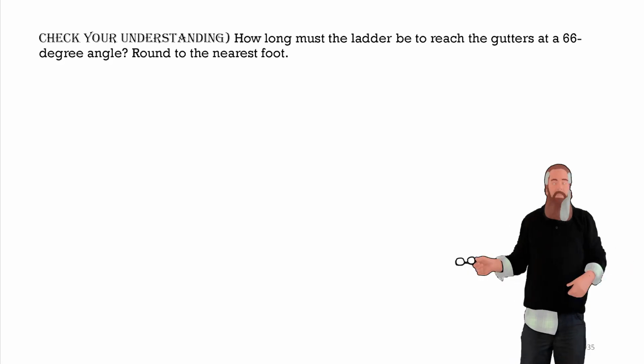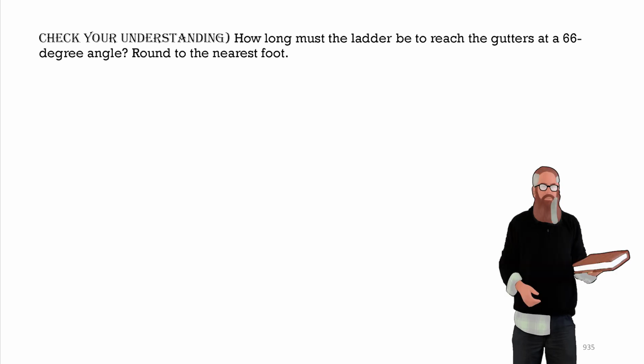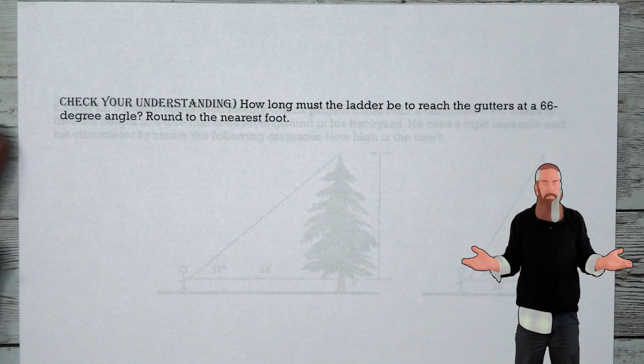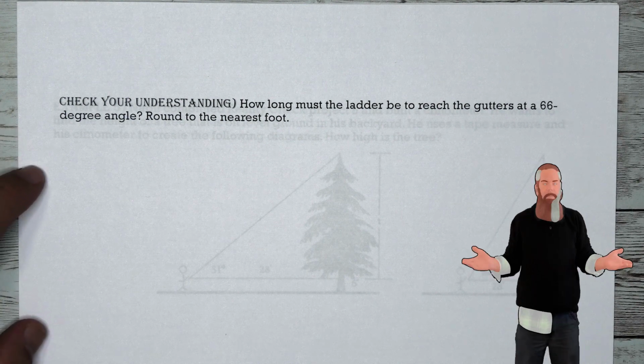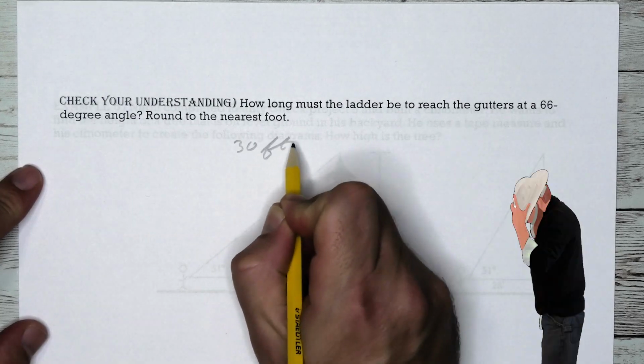Let's check our understanding. How long must the ladder be to reach the gutter at a 66-degree angle, rounded to the nearest foot? Now, we already know from the example that it's a 27-foot height, but they don't sell ladders in individual feet, so we're going to wind up with a 30-foot ladder.